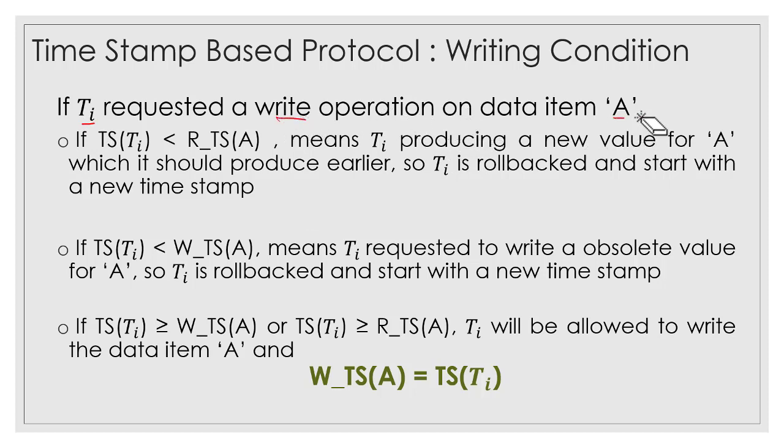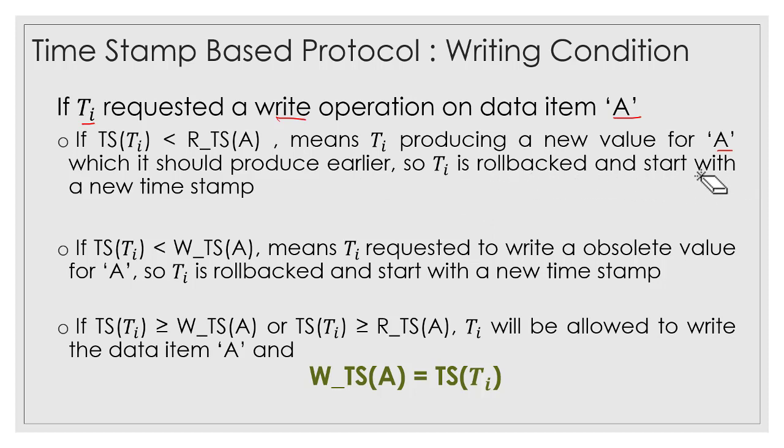So Ti, a transaction, requested a write operation on data item A. So we need to check the read timestamp as well as the write timestamp of the data item A. If the timestamp of Ti is less than the read timestamp of data item A, it means Ti is producing a new value of data item A which should have been produced earlier. We are coming to this point a little bit later. So Ti is rolled back and started with a new timestamp.